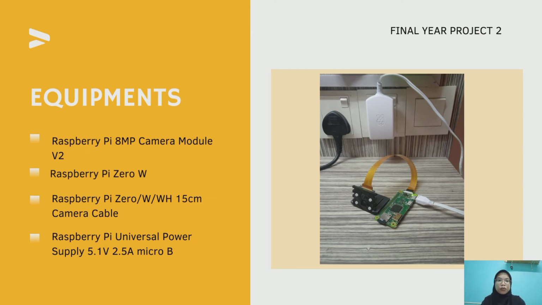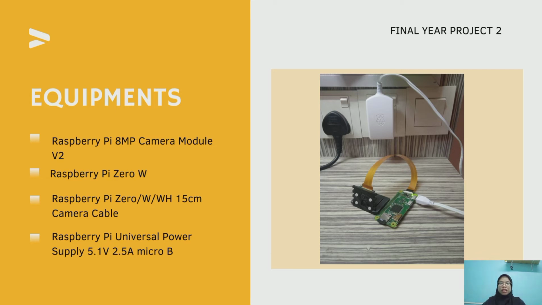The equipment for this project is shown in the slide. The first equipment is the Raspberry Pi 8 megapixel camera module version 2, the Raspberry Pi Zero W, a 15 cm camera cable, and also the Raspberry Pi universal power supply, 5.1 volt 2.5 ampere, micro USB.